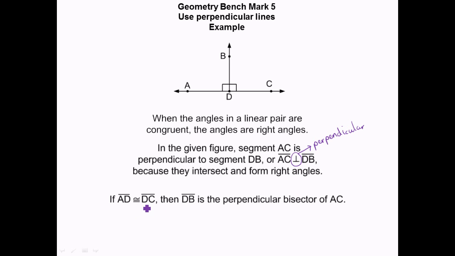So if AD is congruent to DC, then it has to be the perpendicular bisector. So if this length is the same as this length, that makes a perpendicular bisector. If those two are not the same length, well, we still have that the angles are congruent and we're perpendicular. We just aren't a bisector. We use these facts, the bisecting and the perpendicular angles.